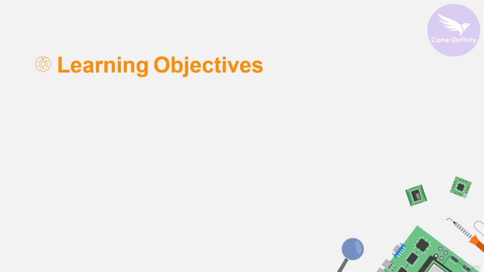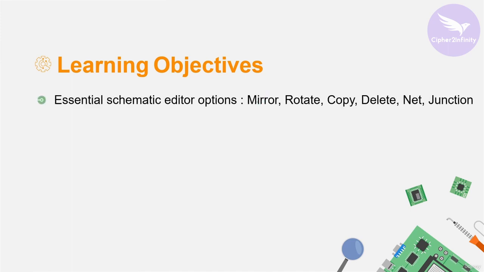In the previous video we completed 4 options, which were info, show, group and move. In this video we are going to cover 6 more options, which are mirror, rotate, copy, delete, net and junction. Again, I will walk you through each of these options step by step. Now let's start with this video.